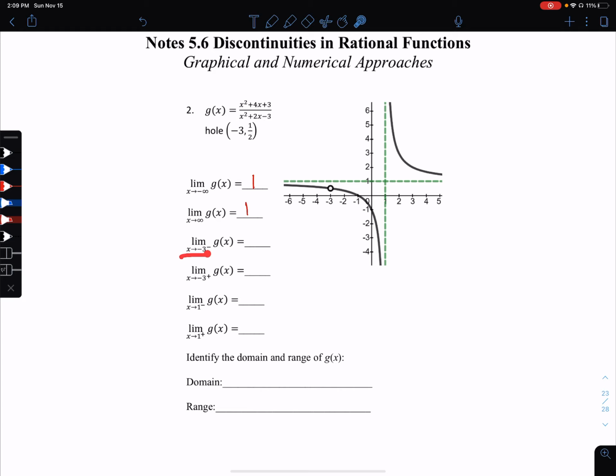What's the limit of g of x as x approaches negative 3 from the left? As you approach negative 3 from the left, we're getting closer to the y value of this hole, which is positive 1/2. As x approaches negative 3 from the right, what is g of x approaching? It is approaching, from the right, the y value of this hole, which is also 1/2.